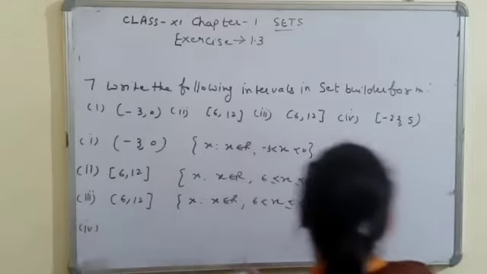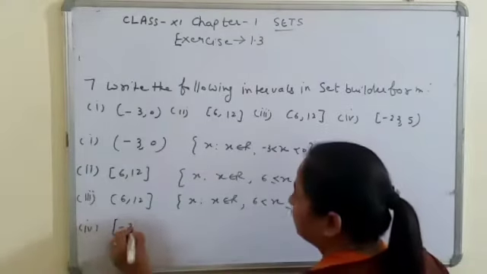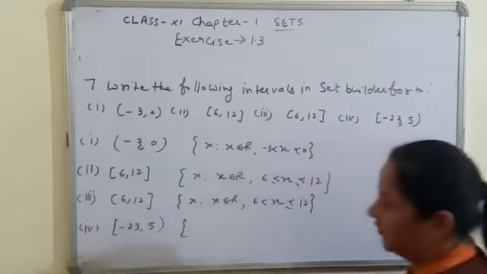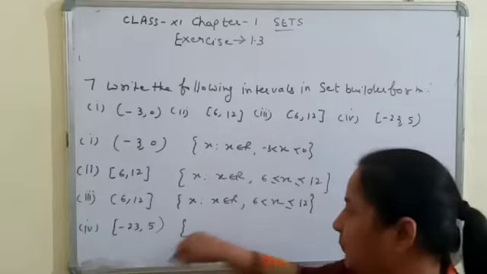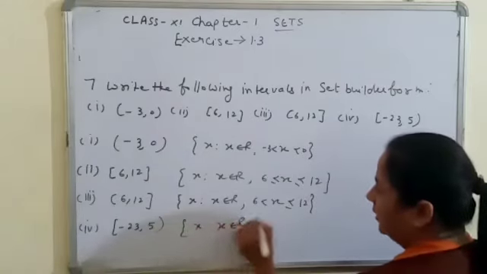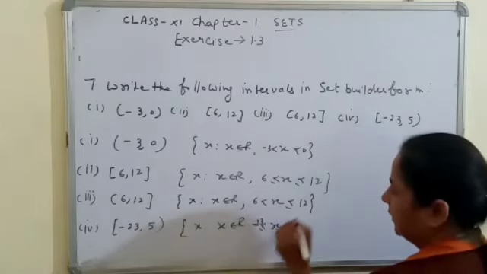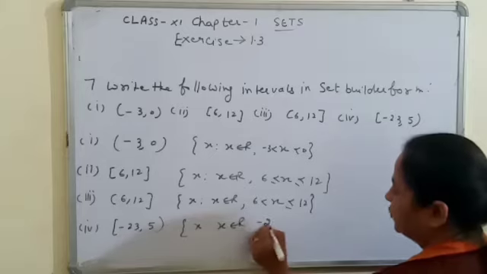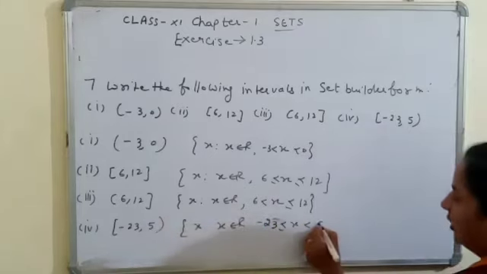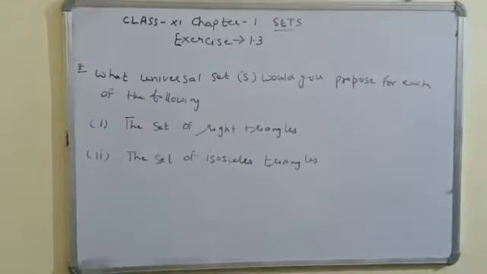Fourth one is -23 and 5. You can see here it's closed at the left side and open for the right one. x where x belongs to R and x is greater than or equal to -23 and less than 5. Now, this was your question number 7.